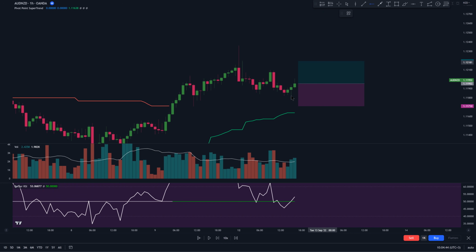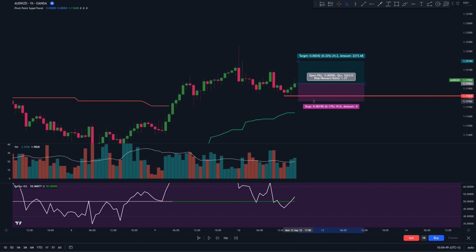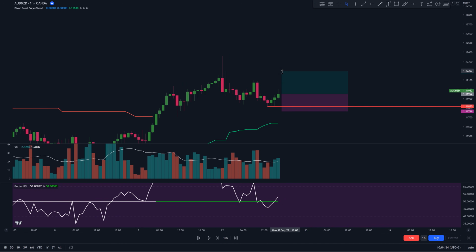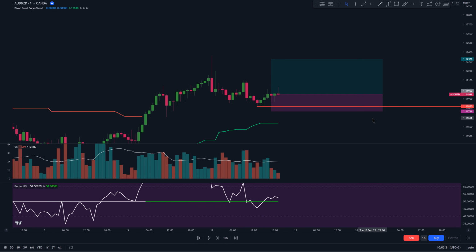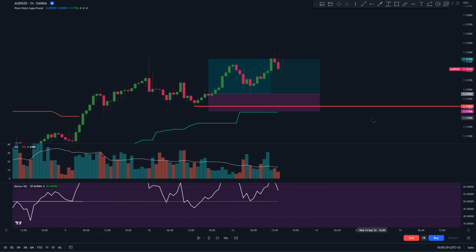The stop loss is going to be set below the most recent swing low, and for the take profit, we're going to set it at 2 times the risk for a risk-reward ratio of 1 to 2. We let this trade run and take profit.